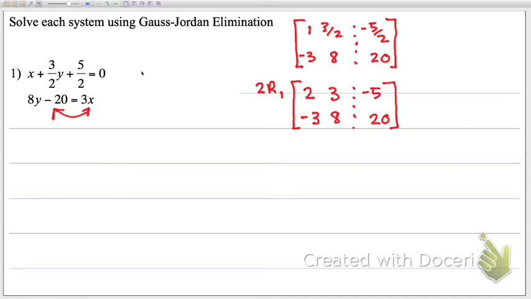So I need to eliminate this negative 3. So this negative 3 is in what column? 1. So I need to use row 1 to do so. So I have 2 and 3. What is their least common multiple? 6. So one's positive, one's negative, so we're good there, right? Because when we combine them, we want what? 0.